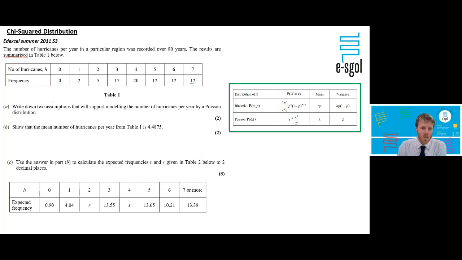Write down 2 assumptions that will support modelling the number of hurricanes per year by a Poisson distribution. So for a Poisson distribution, we want various things. For this one, we want the hurricanes to occur at a constant average rate. Now, usually you have to refer to the actual thing that is in the data set. So hurricanes, you actually need to mention hurricanes. They occur at a constant average rate.